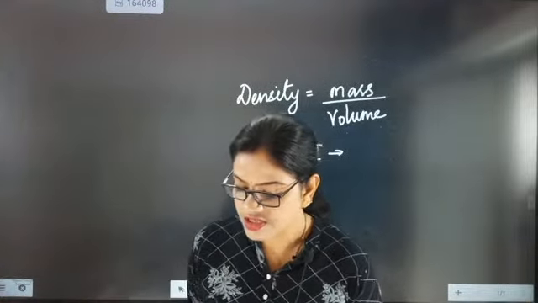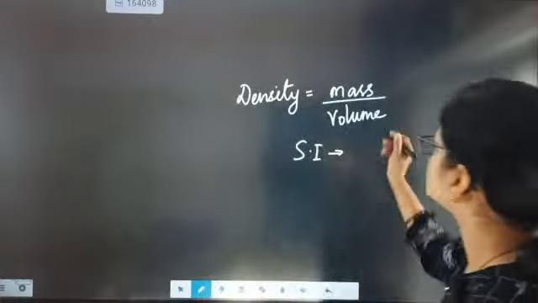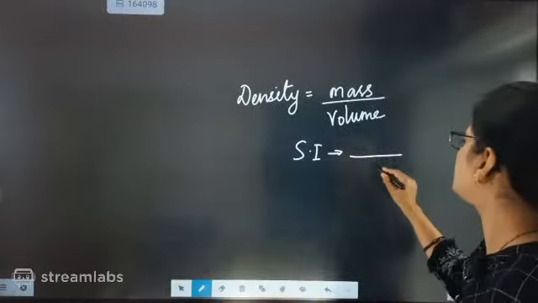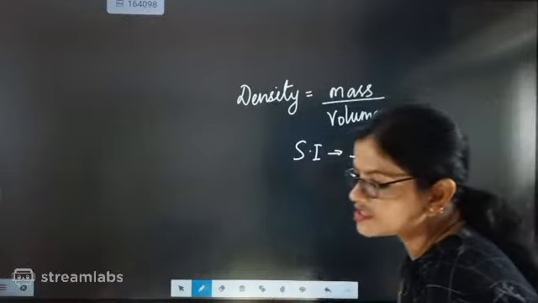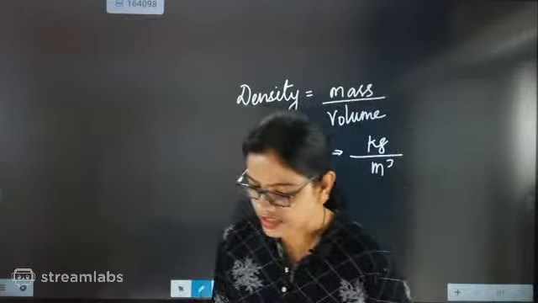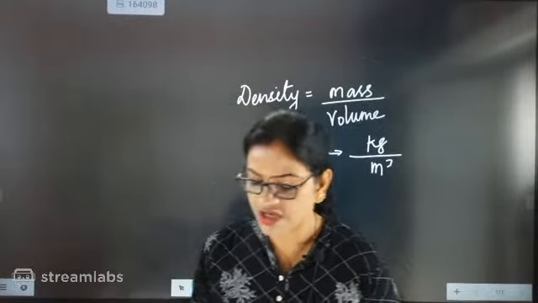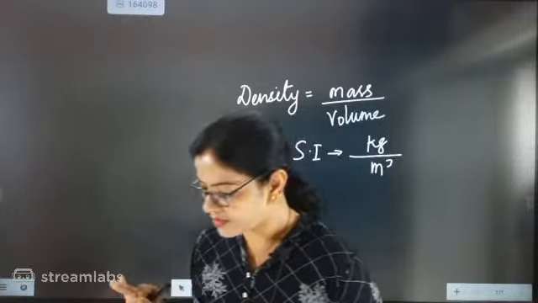The SI unit of density is kg per meter cube. The SI unit of mass is kg and volume is meter cube, cubic meter. Absolutely correct, Shruti, Ekta, the answer is absolutely correct. The SI unit of density is kg per meter cube.